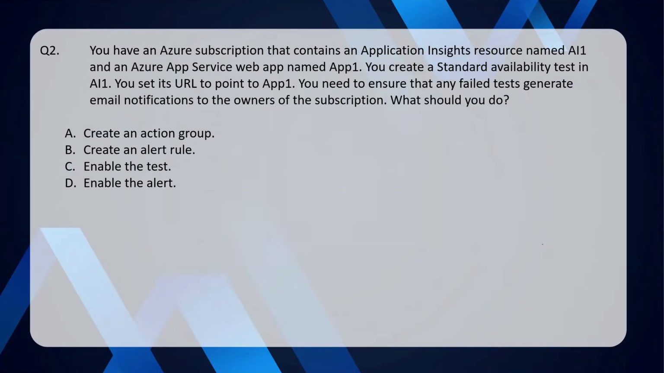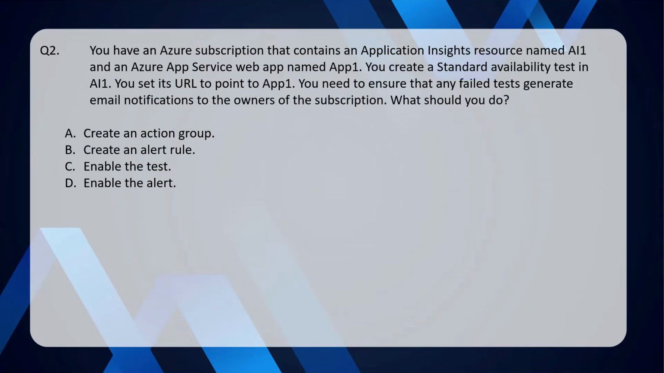Next question. You have an Azure subscription that contains an Application Insights resource named AI-1 and an Azure App Service web app named App1. You create a standard availability test in AI-1. You set its URL to point to App1. You need to ensure that any failed tests generate email notifications to the owners of the subscription. What should you do? Your options are: create an action group, create an alert rule, enable the test, enable the alert.